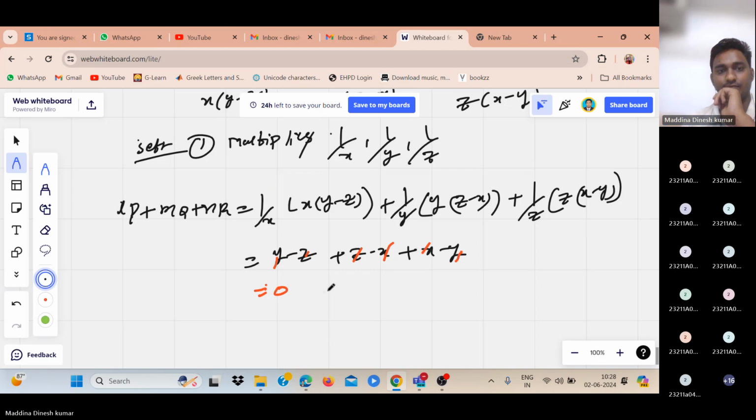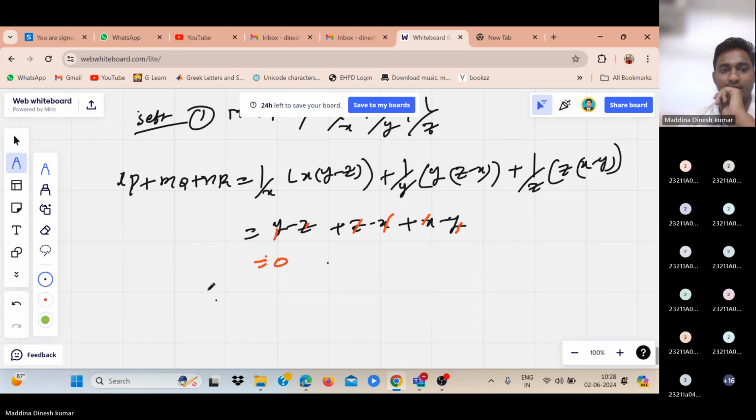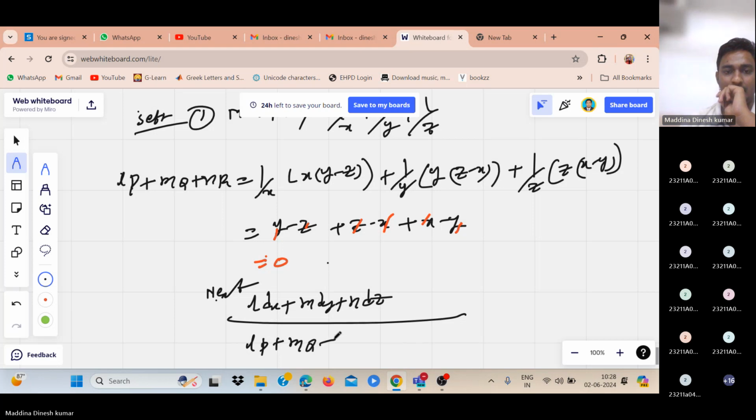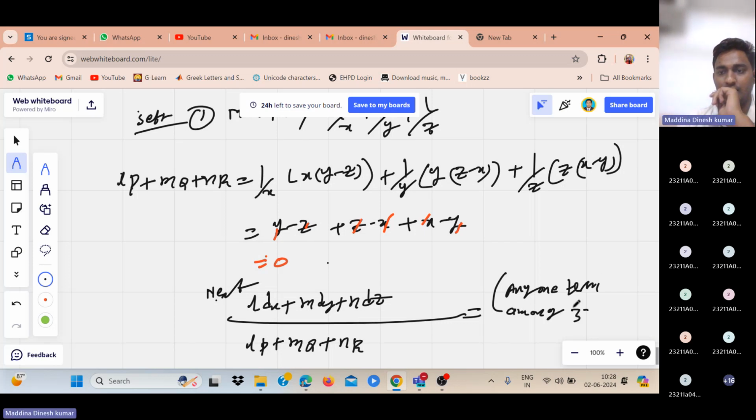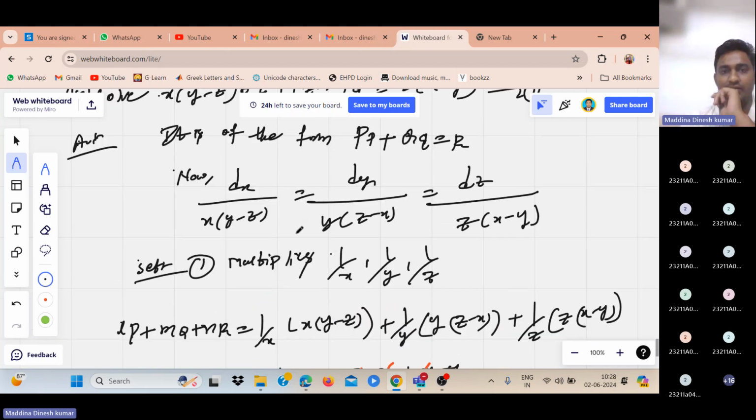Okay. Then LDX plus MDY plus NDZ by LP plus MQ plus NR is equal to any one term among three. So here three terms are there, na? So we will equate with any one. Okay.